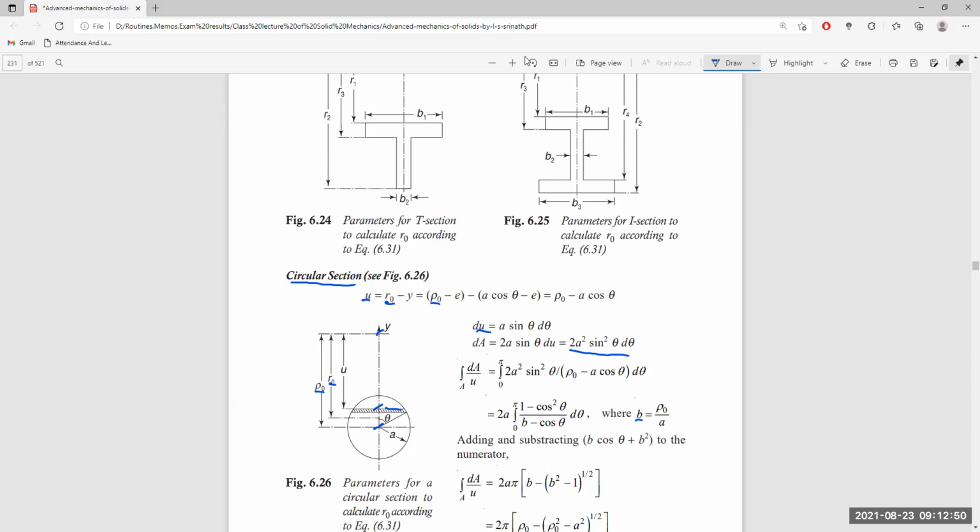Its integration is taken from 0 to pi of sin square theta over b minus cos theta, because sin square theta is 1 minus cos square theta, where b is rho 0 by a, meaning the ratio of the distance of the centroid from the center of curvature divided by the radius of the curve itself. It is the ratio of rho 0 from here to here, and a is from here to here. So this ratio is equal to b itself.